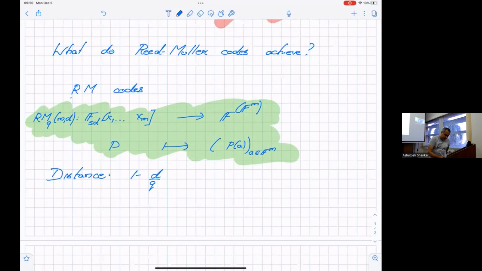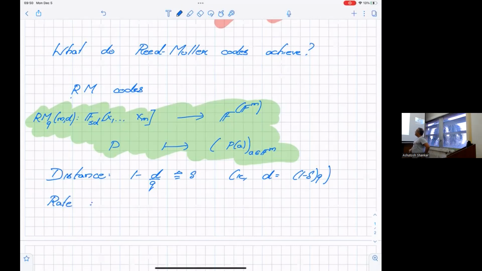So let's suppose we set this to be delta. I define this to be delta. That is, d is equal to 1 minus delta times q. Okay. And what's the rate of this code?